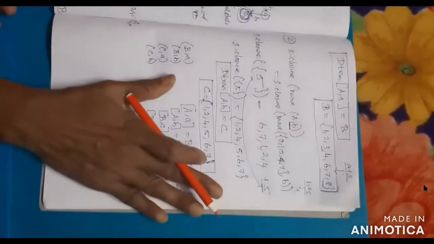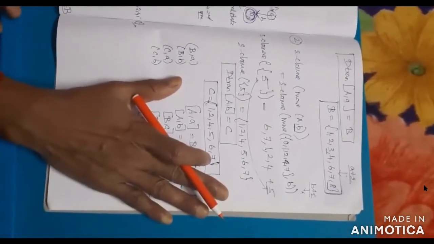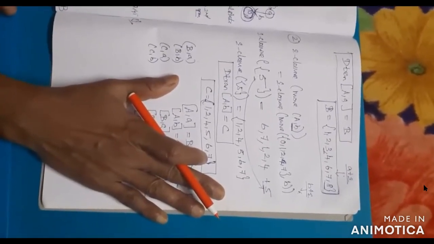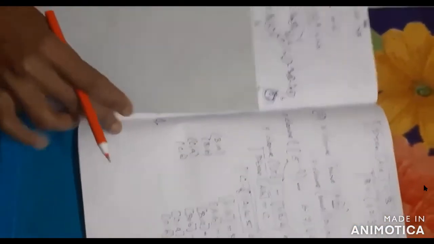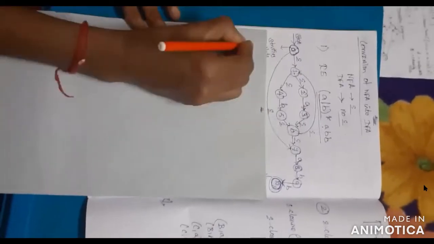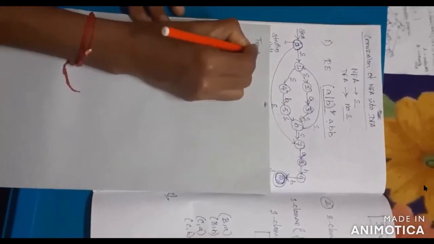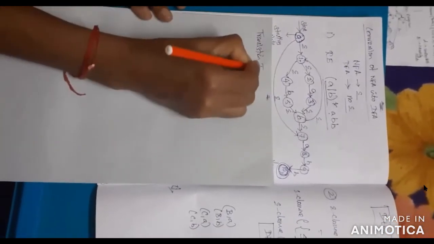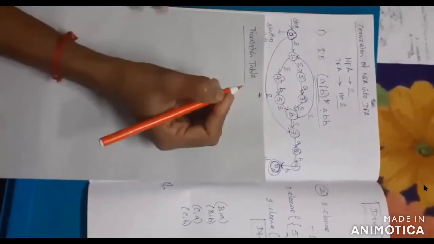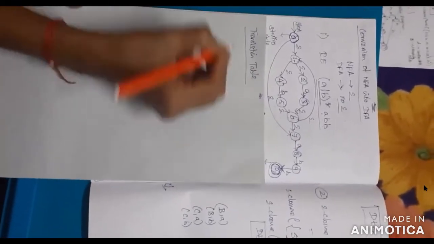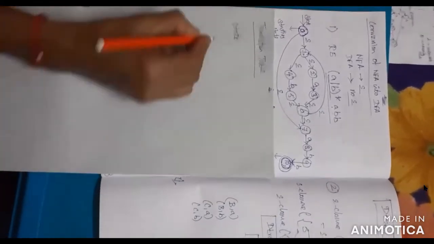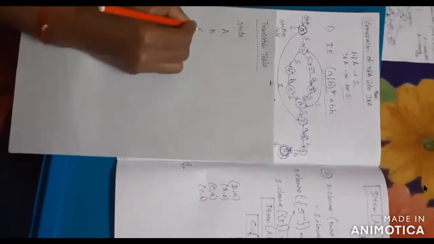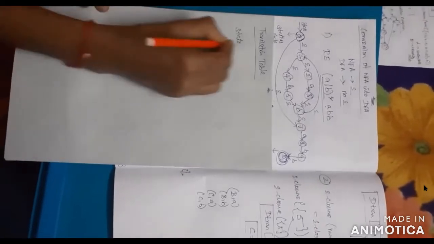So this is for the next one. What is the next step for the subset algorithm? The next step is the transition table. The third one is the transition table. So how do we write the transition table? The states we have are five states: A, B, C, D, E.